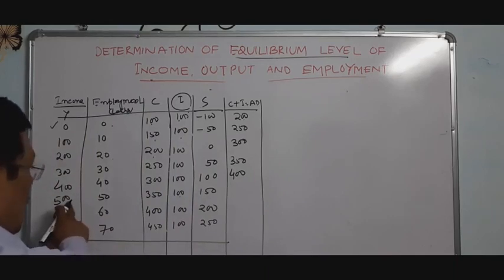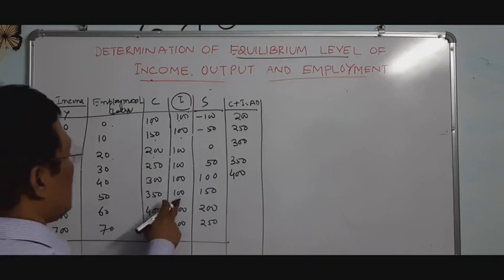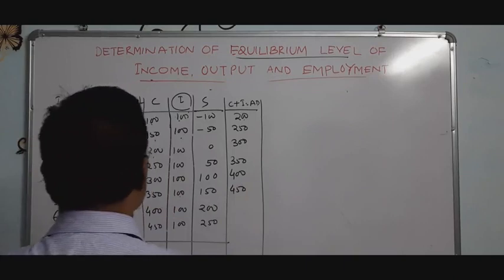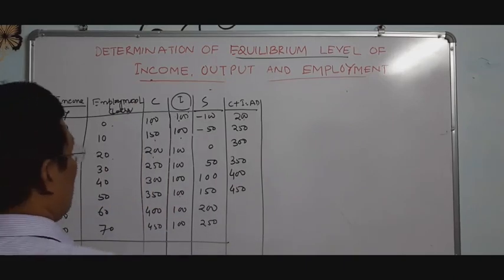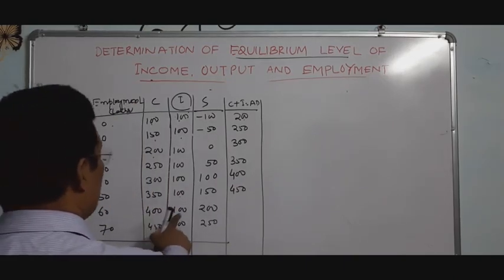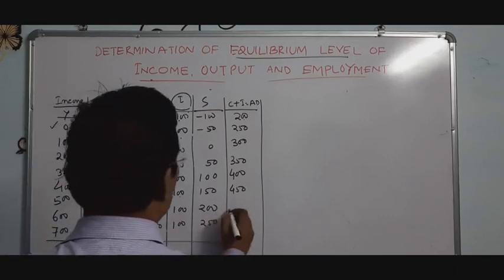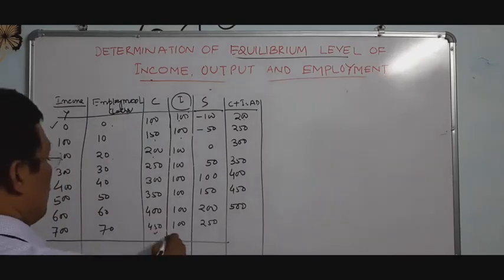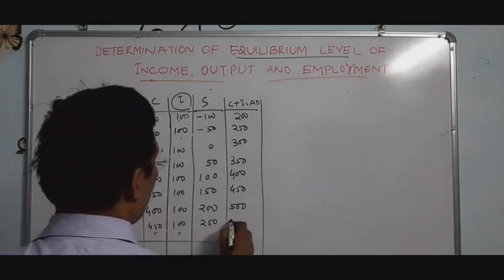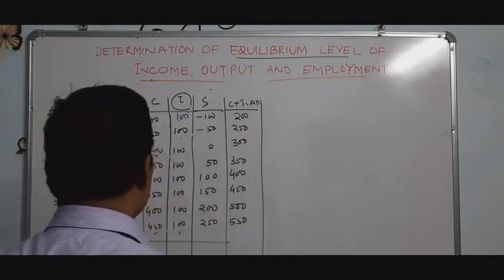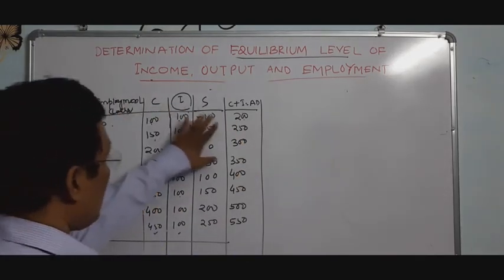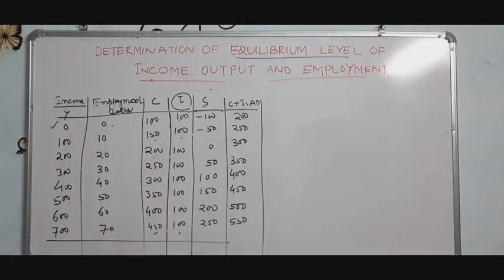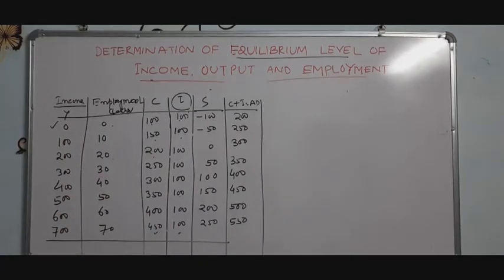Similarly, at 500 level of income, consumption is 350, investment is 100, so aggregate demand will be 450. At 600 level of income, consumption is 400, investment is 100, that is 400 plus 100 equals 500. And at 700 level of income, consumption is 450, investment is 100, so it will be 550. This line expresses that at each level of income, these are the aggregate demands. Now aggregate demand is clear.